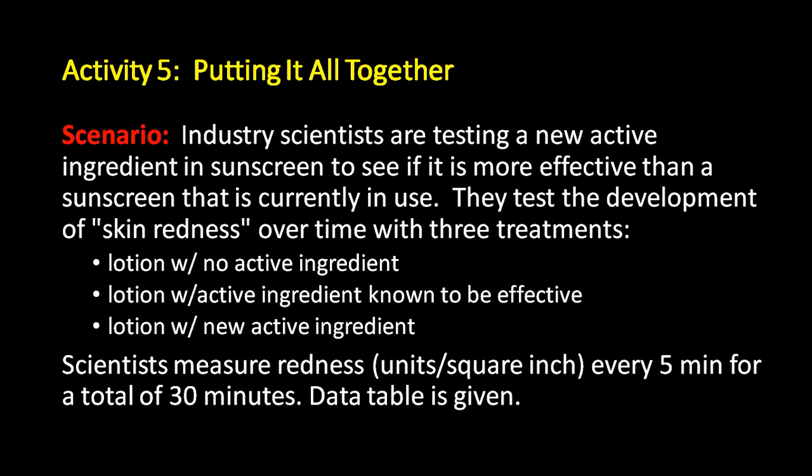The scientists used 3 treatments on the test subjects: lotion with no active ingredient, lotion with the active ingredient that is known to be effective, and lotion with a new active ingredient. So they had a negative control, a positive control, and an experimental treatment. Then scientists measured the development of redness in units per square inch every 5 minutes for a total of 30 minutes. Students are then given a data table.